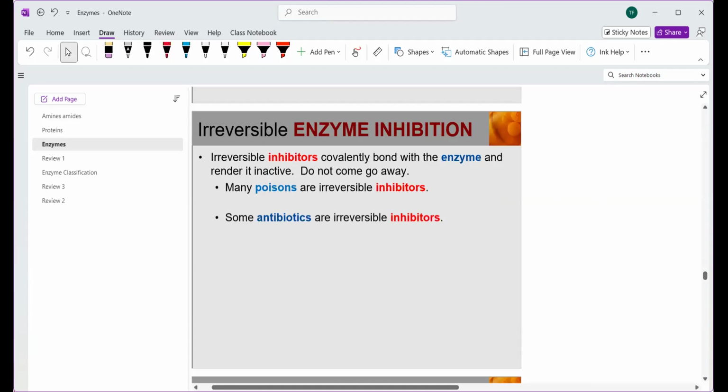Sometimes the inhibitors are irreversible. Enzymes can recover if the inhibitor is not too drastic. But if it's drastic, the enzyme has basically changed its shape so much that nothing happens. That's how a lot of poisons work. Antibiotics work that way. If you're a bacteria, it will be irreversible.